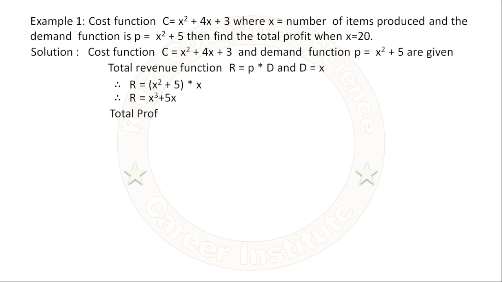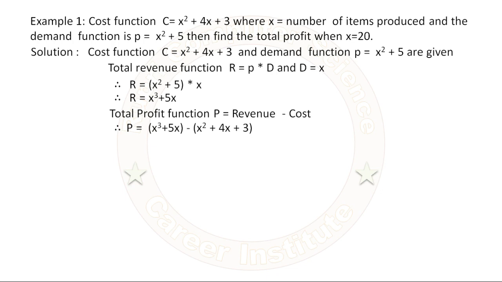Now, total profit function P is equal to revenue minus cost. This is your formula. That is P is equal to R minus C. Now put the values. Put the revenue function and put the cost function. Therefore, P is equal to x raised to 3 plus 5x. Just now I found the revenue function, and the cost function is given in the question, that is x square plus 4x plus 3.